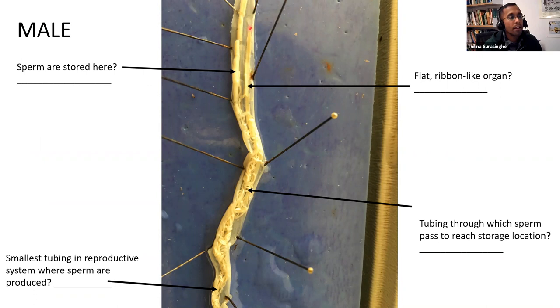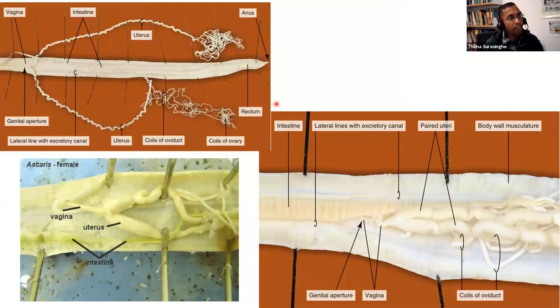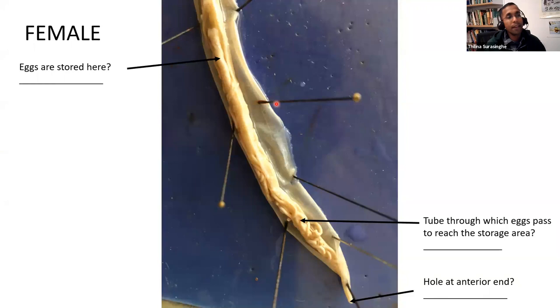Okay, and this flat tube that extends the entire length of the body, what do you think that is? Digestive tract. That is correct. You can say digestive tract. You can also call it the intestine. Okay. And then again, female system, I provided lots of labeled diagrams. And the same thing, right? So where do you think eggs are kept? This long, big structure where eggs are kept.